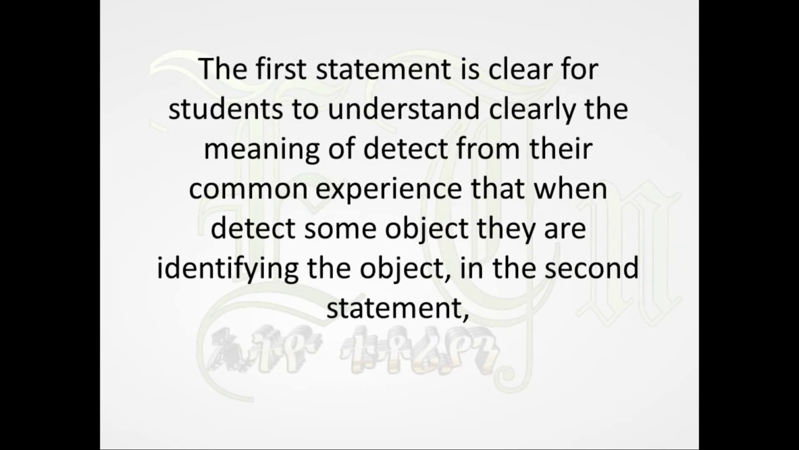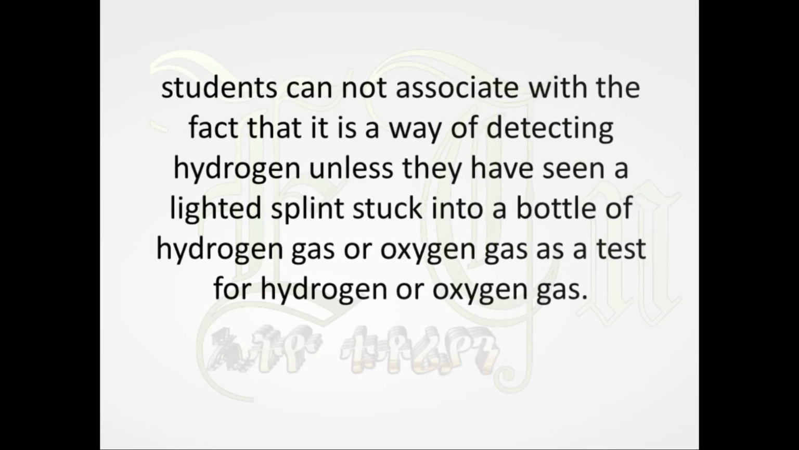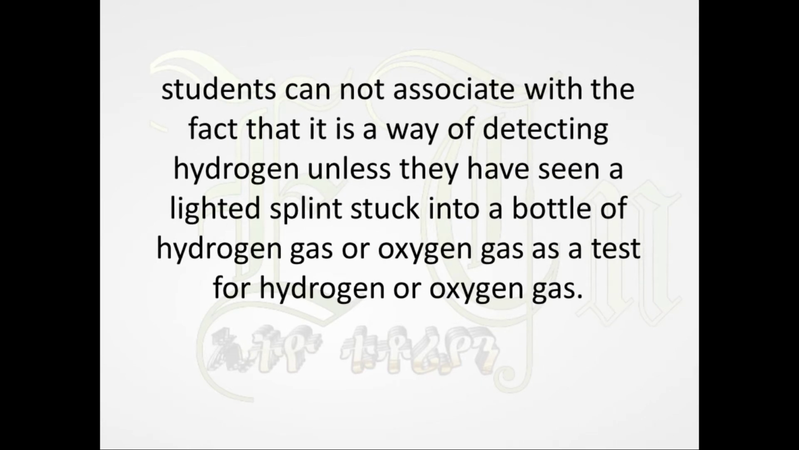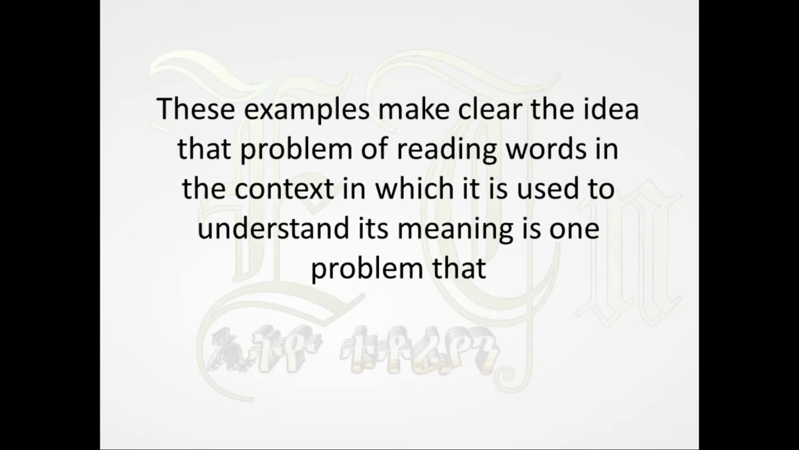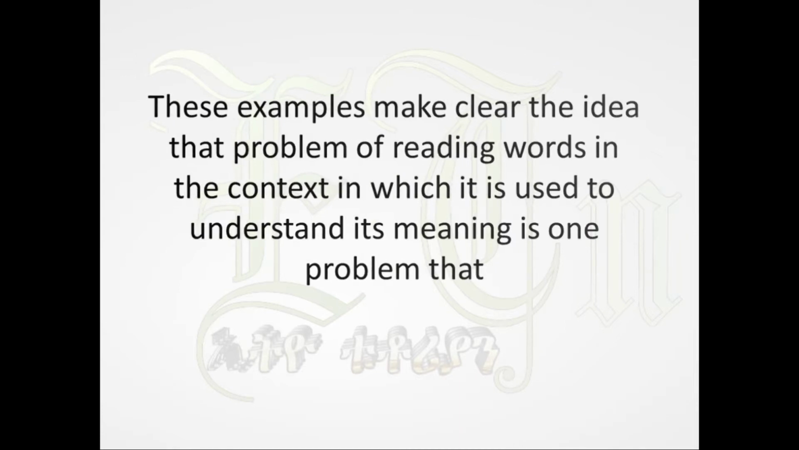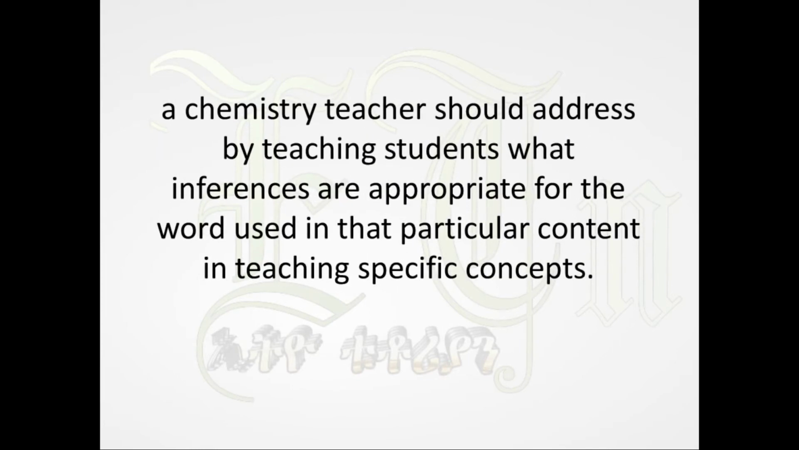The first statement is clear for students to understand from their common experience: when they detect some object, they are identifying the object. In the second statement, students cannot associate it with a way of detecting hydrogen unless they have seen a lighted splint put into a bottle of hydrogen gas or oxygen gas as a test for hydrogen or oxygen gas. These examples make clear that reading words in the context in which they are used to understand their meaning is one problem that a chemistry teacher should address, by teaching students what inferences are appropriate for the word used in that particular context in teaching specific concepts.